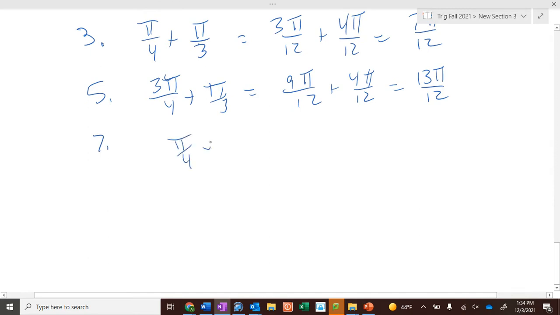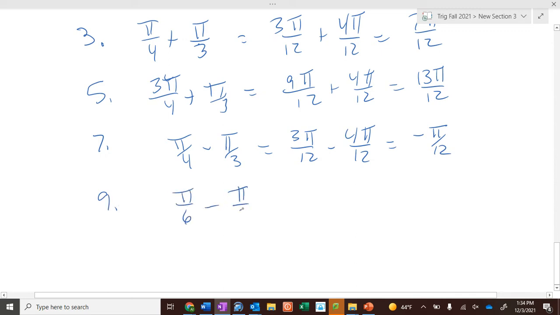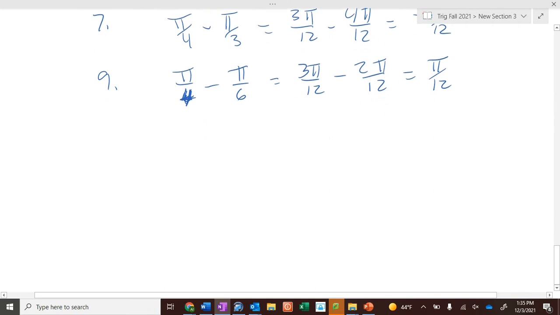Pi over 4 minus pi over 3 is the same as 3 pi over 12 minus 4 pi over 12, which gives you negative pi over 12. 9. Pi over 4 minus pi over 6. Wow, I made my 4 into a 6. All right. Equals 3 pi over 12 minus 2 pi over 12, which is pi over 12. All right, so there we go. 11.